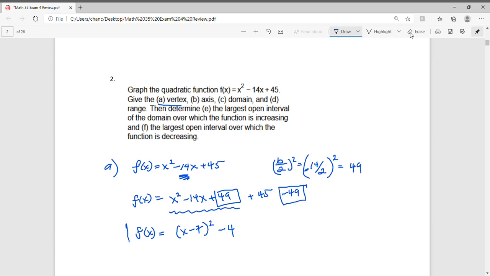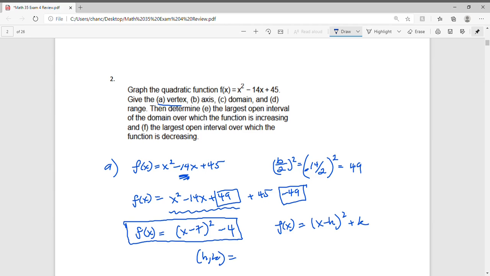Now why did we spend all of this effort to rewrite our quadratic function in this form? Well, that allows me to look at the vertex using our vertex form. In our case, we have (h, k) is the location of the vertex. So the vertex is located at 7, negative 4. This is our solution for part A. The vertex is 7, negative 4.